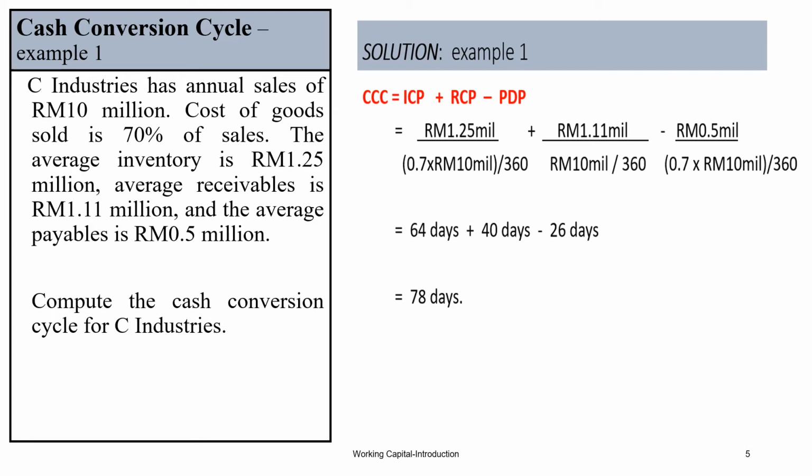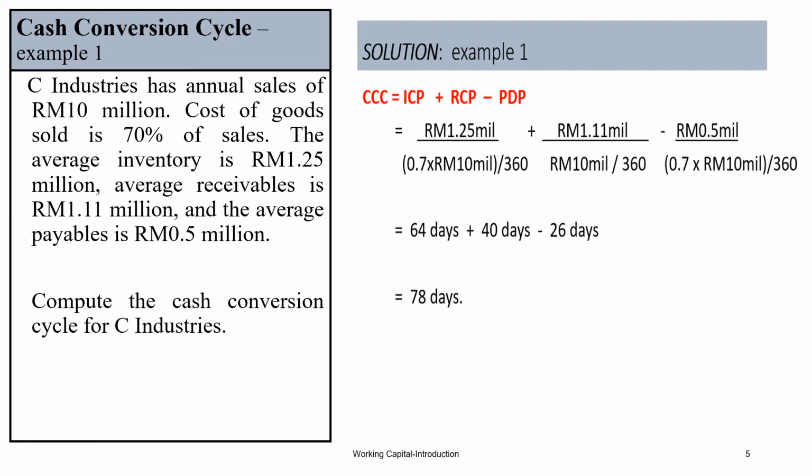Okay, the formula, as I said just now, is ICP plus RCP minus PDP. So the ICP is the average inventory, 1.25 million, divided by COGS. COGS is 70% of sales. So the sale is 10 million, meaning the COGS is 70% of 10 million, which is 7 million, divided by 360. So the ICP is 64 days.